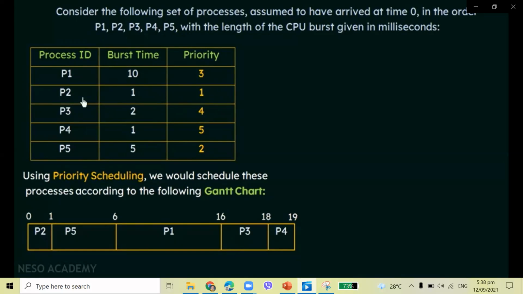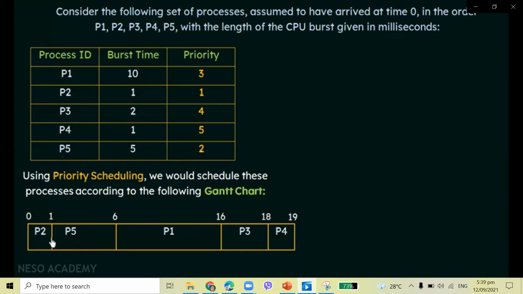And how long will P2 execute? P2 will execute for 1 millisecond because that is the burst time of P2. So P2 executes from 0 to 1 milliseconds. Now, which is the next process that will get the CPU? Here we assume they have all arrived at time 0, so they are all present in the ready queue. After P2 completes its execution, the process having the next highest priority is P5 with priority 2. So P5 will be the next one to get the CPU.